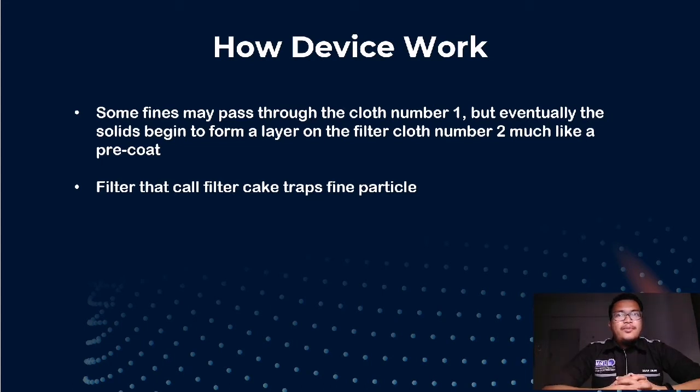There are some fines that may pass through the cloth, number 1, but eventually the solids begin to form a layer on the filter, number 2, much like a pre-coat. The layer traps the fine particles and forms the filter cake, which is filter number 3.